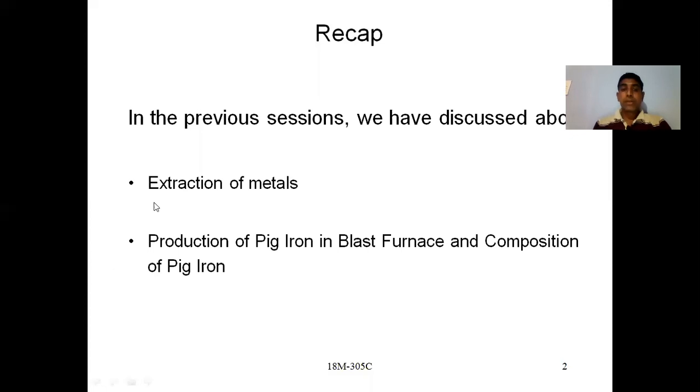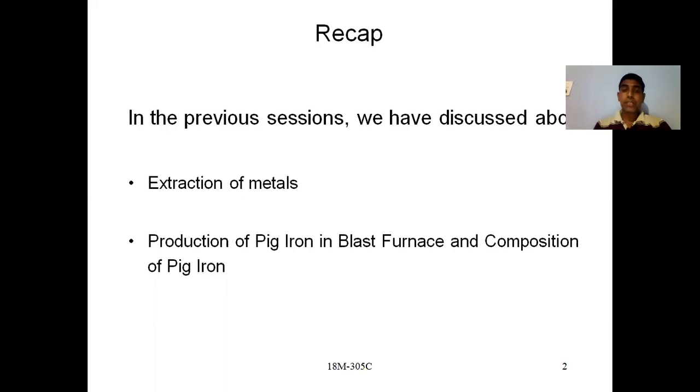In the first session, we have discussed extraction of metals. That means how the metals are extracted and what are the different technologies that are available for the extraction of metals. And later we have discussed what is the charge, that means what are the raw materials that are available for production of iron and steel, and what are the different types of iron ores, and where we are going to get these iron ores in India, and where we have different iron and steel factories in India, geographically.